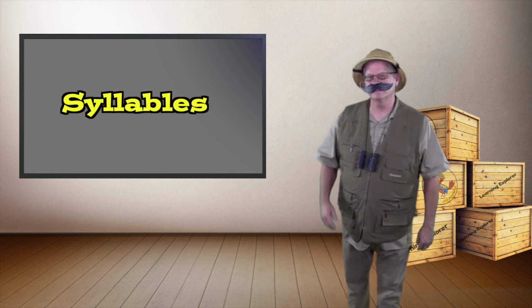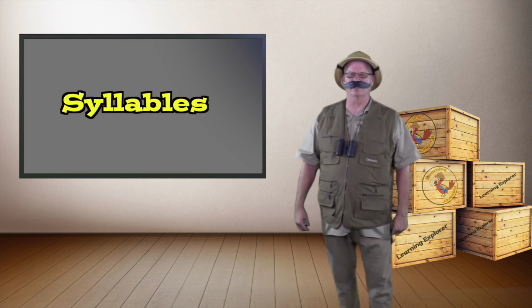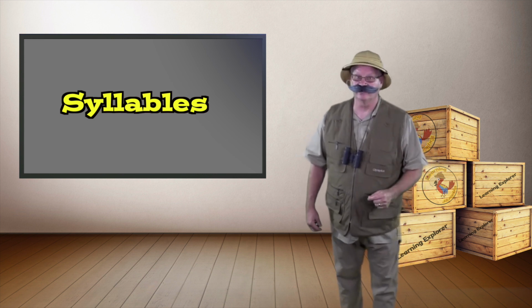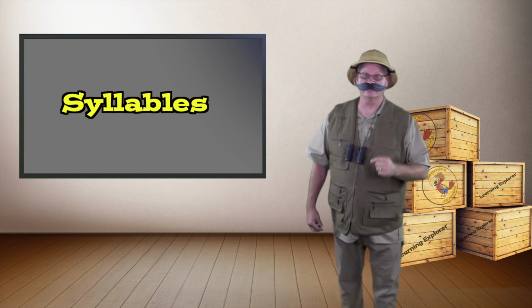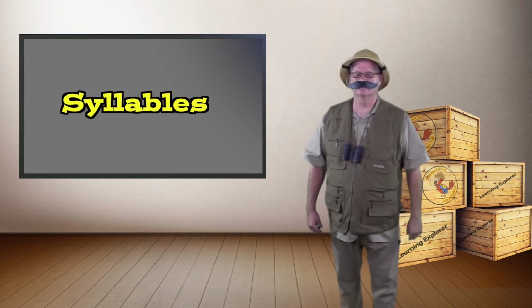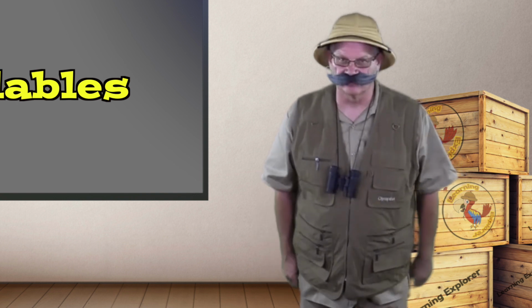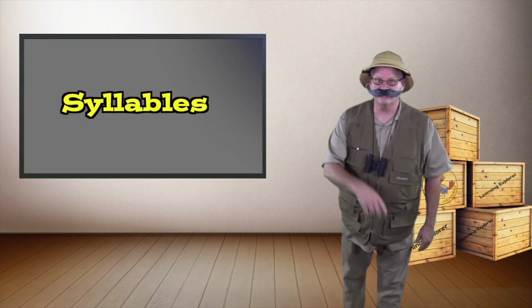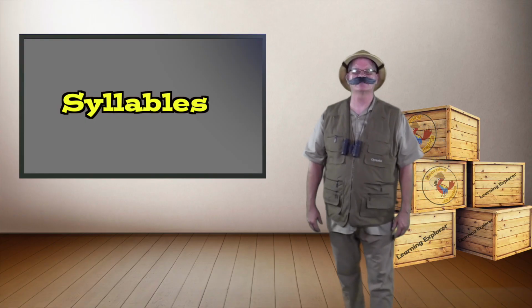A syllable is a single unbroken sound of a word. Blending and segmenting syllables helps children become better readers and writers. When I'm blending syllables, I take two or more syllables and put them together to make a word. Let me give you an example. Here's one that has two syllables.